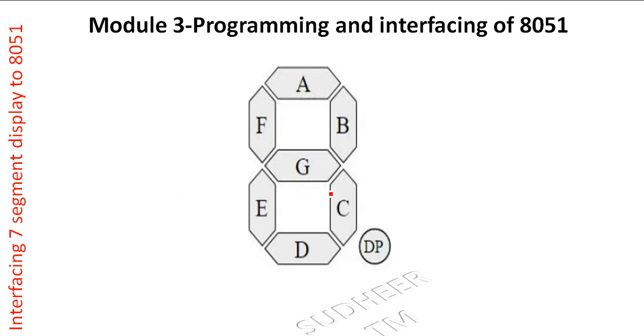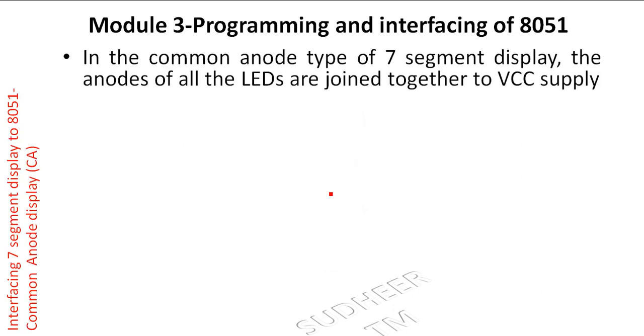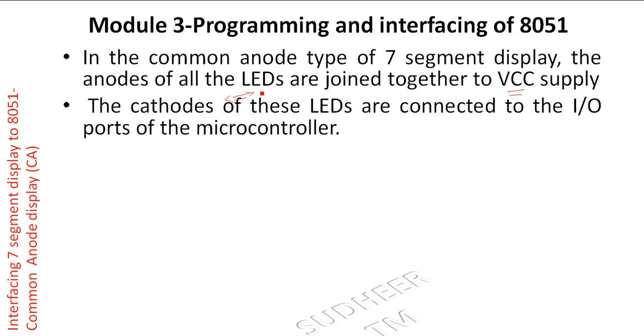Let us see what the LED pattern is for different numbers. As we discussed, we have the common anode type and the common cathode type. First, the common anode. In the common anode type of 7 segment display, all anodes of the LEDs are joined together and must be connected to the plus 5 volt or VCC supply. So all the positive sides of the 8 LEDs are connected together, and that's why it's called common anode. Then the cathodes, the other side, are left free for separate connection, and we must connect them to the IO port of the microcontroller.